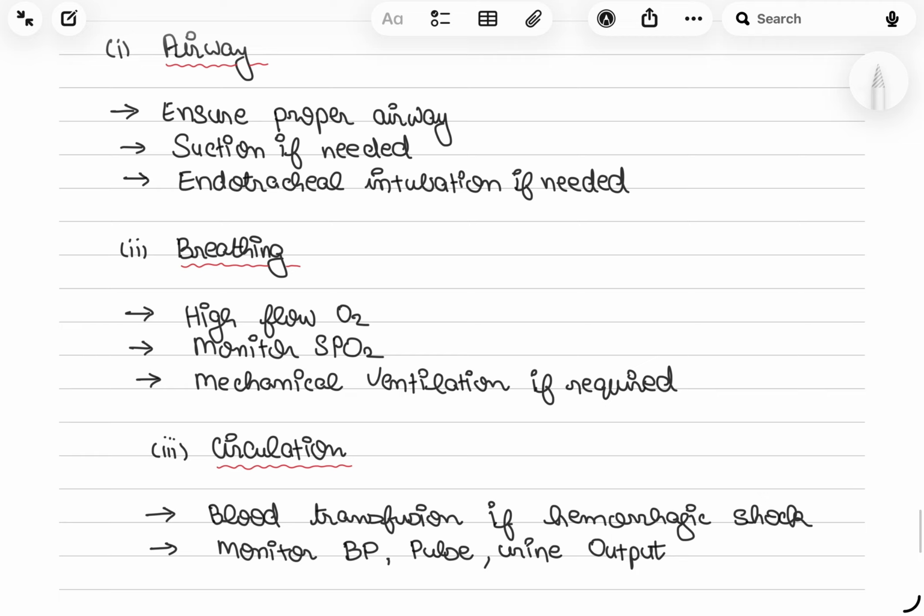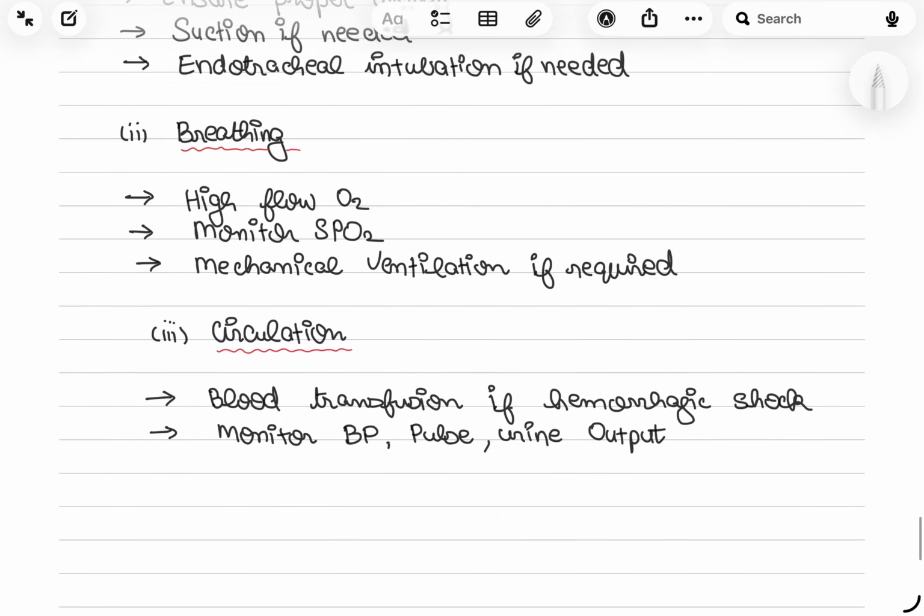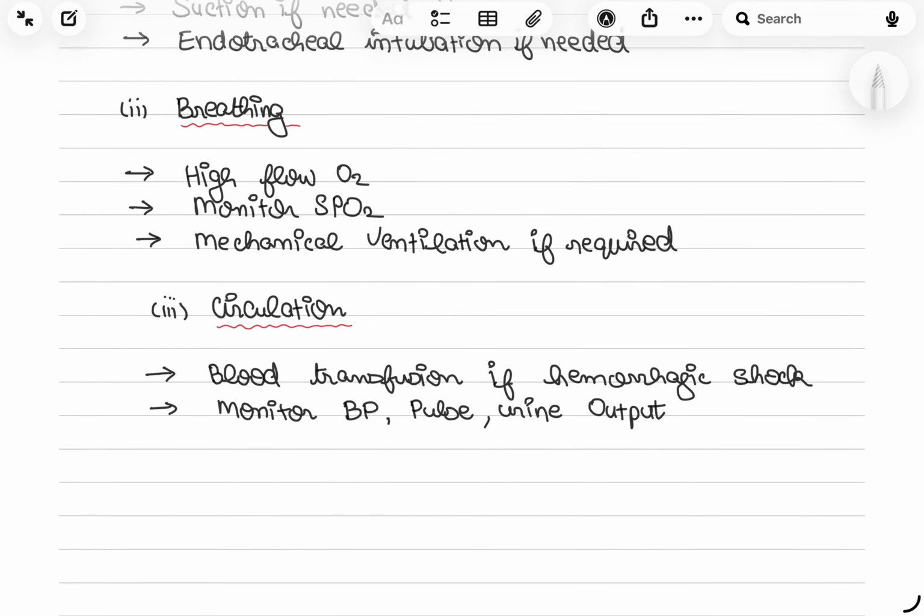Second is breathing. High flow oxygen should be maintained, in a properly well ventilated room. SpO2 should be monitored, with mechanical ventilation if required. So third is circulation. Blood transfusion if hemorrhagic shock, and monitor BP, pulse, and urine output.